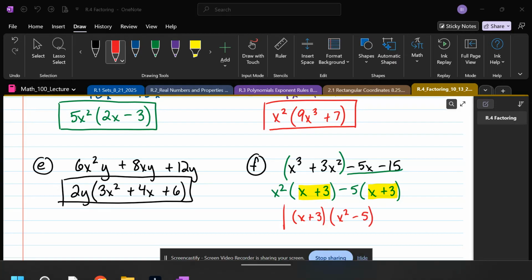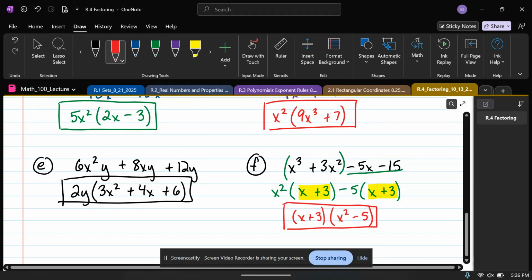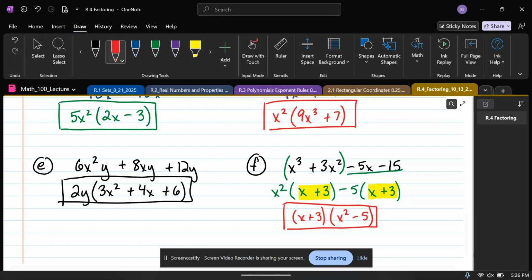It doesn't matter what order you write those in. If you wrote the x squared minus 5 first and then the x plus 3, that's absolutely correct. I have a habit of writing the matching parentheses first. That's just my way of doing it.